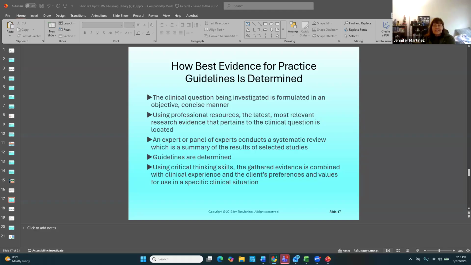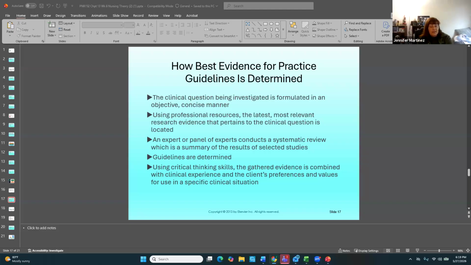So basically, let's say you have 10 research studies on, I'm just going to say fall prevention. So you've collected 10 research studies on fall prevention. And now you are going to take those 10 research studies and present them to an expert or a panel of experts, and they are going to go through each one of those and do a systematic review. Okay. And then they're going to write a summary of the results of all of those studies.